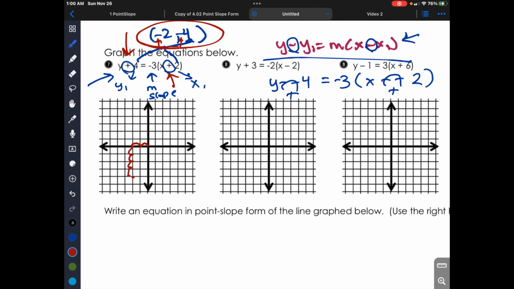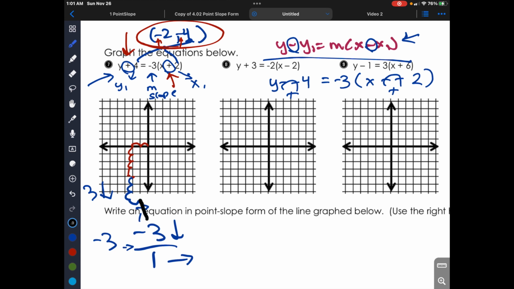Okay, and then the slope is -3. So if the slope is -3, I'm going to go down -3 over 1. Right? -3 is the same thing as -3 over 1. So I'm going to go down 1, 2, 3, and right 1. So here you go. I went down 3, right 1. So this is technically our next point.